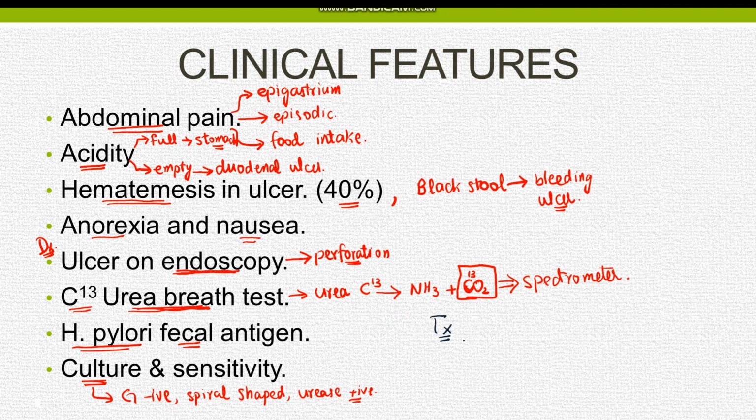The treatment of H. pylori gastritis is with proton pump inhibitors and antibiotics. A triple or quadruple regimen which includes proton pump inhibitors and antibiotics, mostly amoxicillin, clarithromycin, metronidazole, and often rifabutin, is usually used to eradicate H. pylori bacteria. So this brings us to the end of the discussion about H. pylori gastritis and peptic ulcer disease.